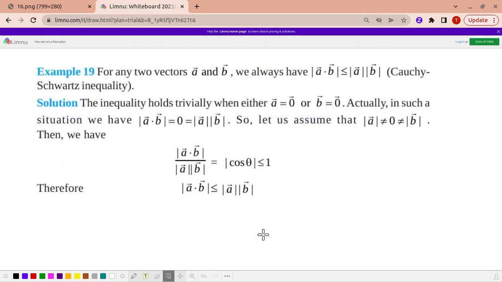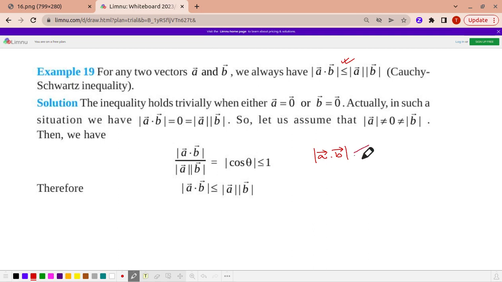mod of A dot B is less than or equal to mod A into mod B. That is known as the Cauchy-Schwarz inequality, and we can prove it very easily by means of the dot product. So what we need to show? We need to show that mod of A dot B is less than or equal to mod A into mod B.